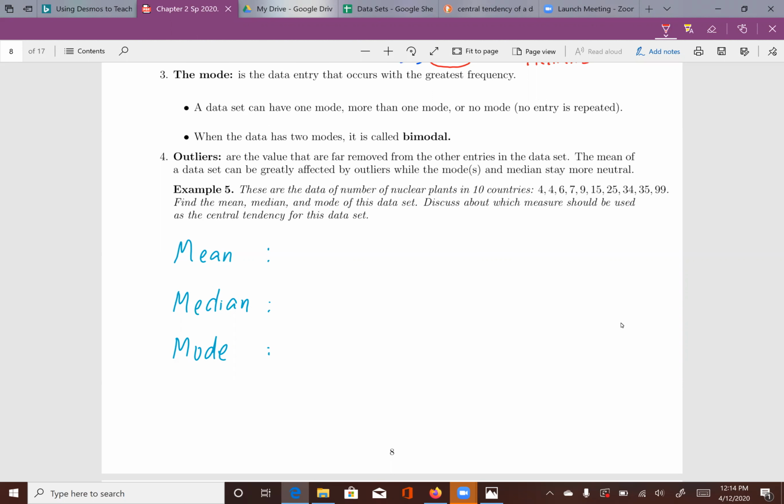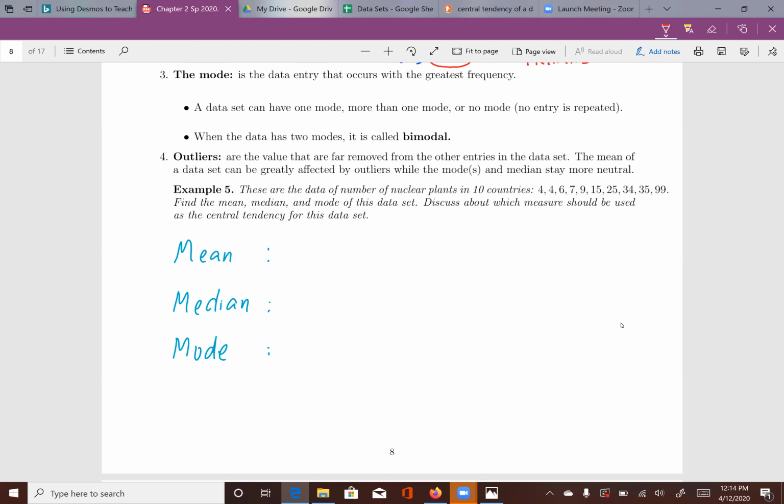Sometimes we run into data that has two modes. This is called bimodal. Usually people use the mode as a measure of central tendency when we have qualitative data. So the mode is the most frequent category in your data set.